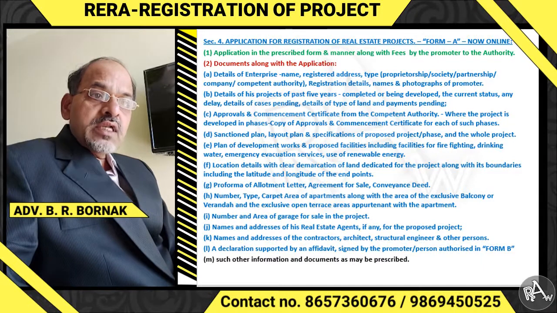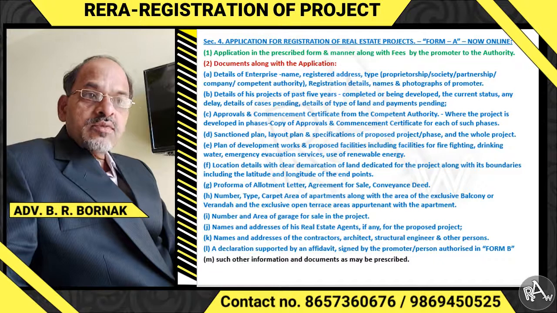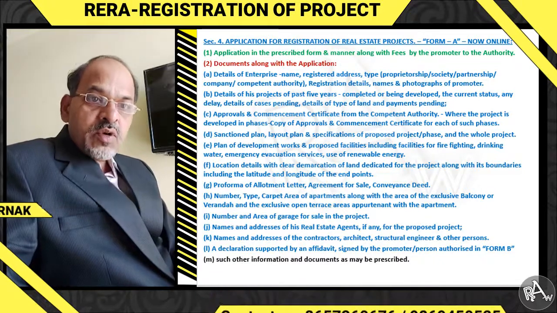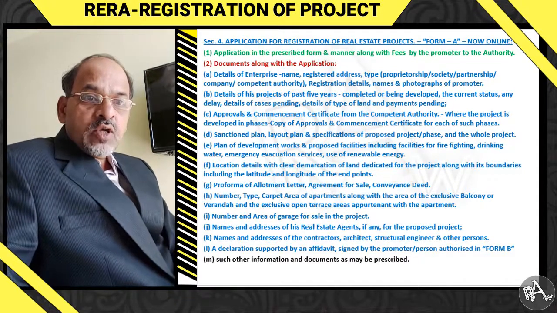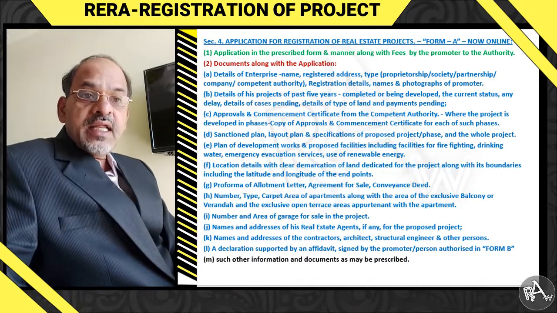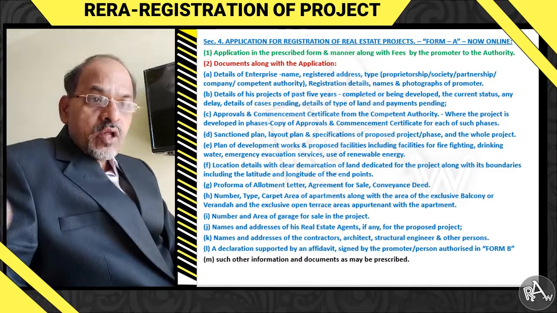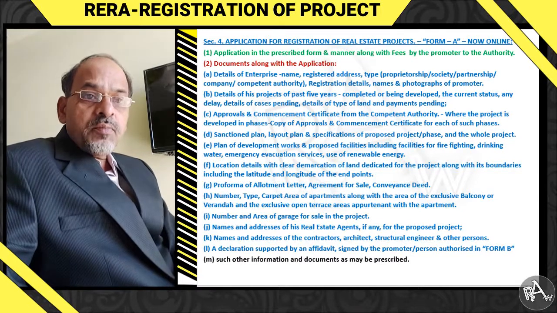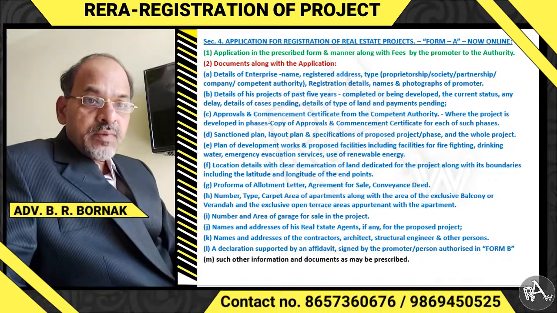If one promoter is there, the name and photograph. If more promoters are there, names and photographs of all promoters are required to be uploaded along with the application. Next, details of his projects of the past 5 years, completed or being developed, the current status, any delay, details of cases pending, details of type of land and payments pending, meaning pertaining to all these things. Details of the past 5 years are also required to be submitted to the RERA authority along with the application.